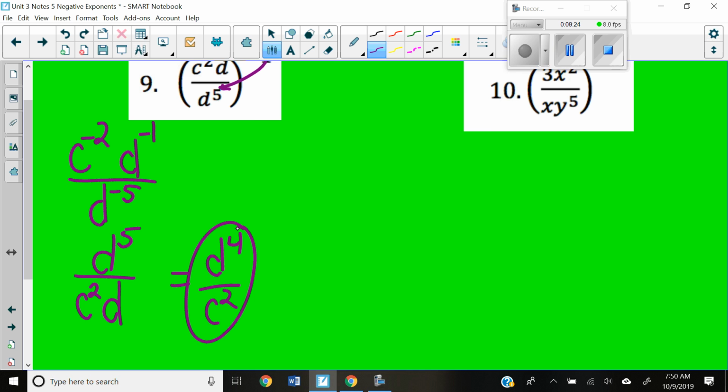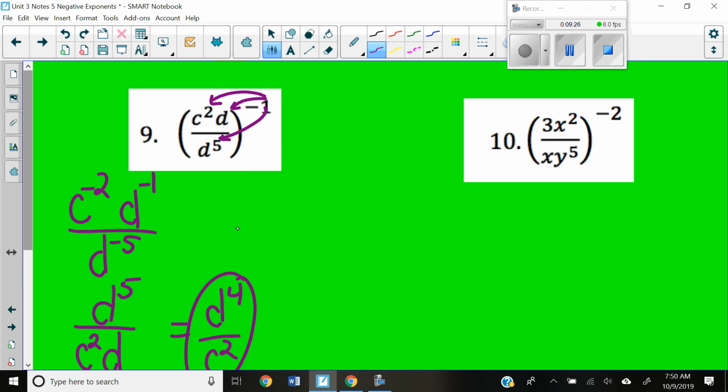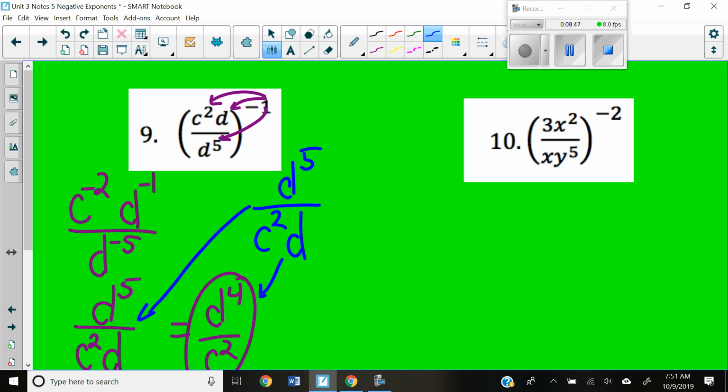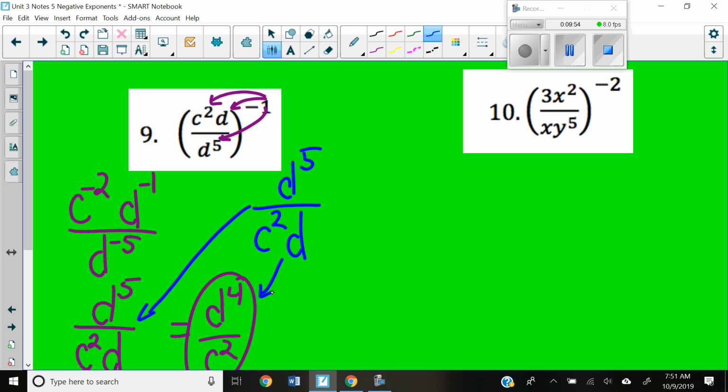All right, I want to show you another way to look at this same problem. I'm going to do this one in blue. So I see that it has a negative exponent on the entire outside. So what I'm going to do is just flip the whole fraction to begin with. So I move my d to the 5th to the top. I move my c squared down and my d down. Notice this is the same as that step there. And I'm going to end up with the same answer. If you look at 10, I have that negative exponent on the outside. So I can acknowledge that I could flip the whole fraction.